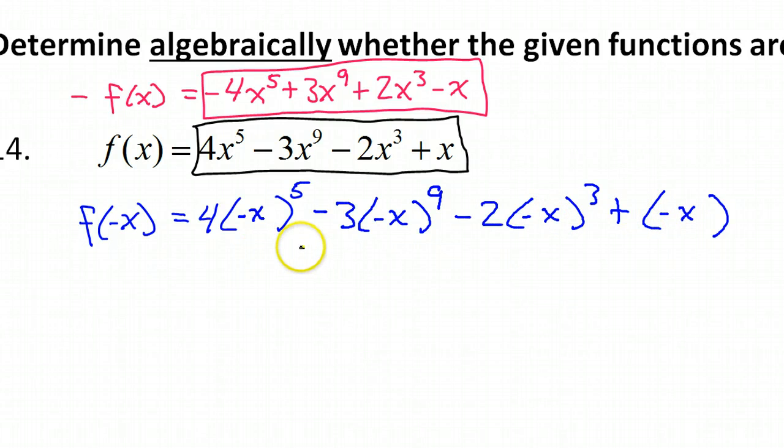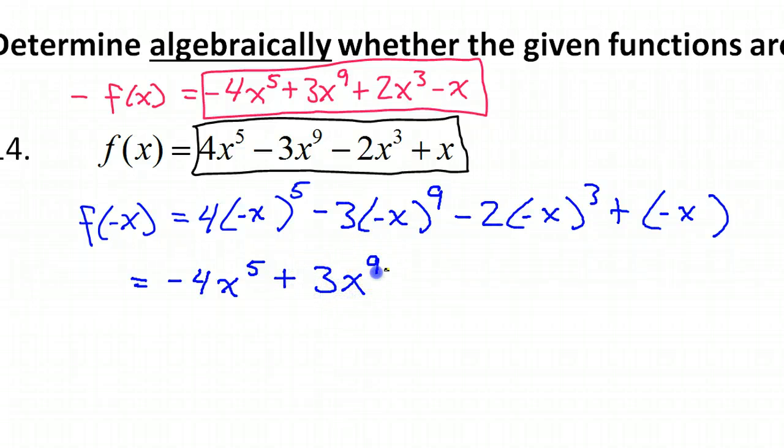Okay, remember, if you have an odd power, the negative stays. If you have an even power, the negative goes away. So this negative is going to stay because it's an odd power. So that's why I'm going to end up with negative 4x to the 5th power. This negative is also going to stay because of the odd power. So I'm going to have a negative times a negative, which is a positive. So I will have positive 3x to the 9th power.